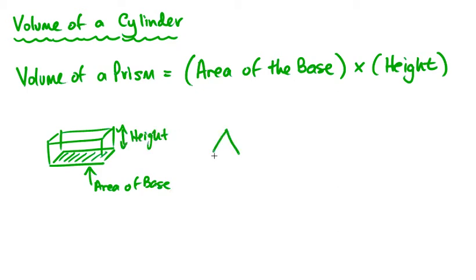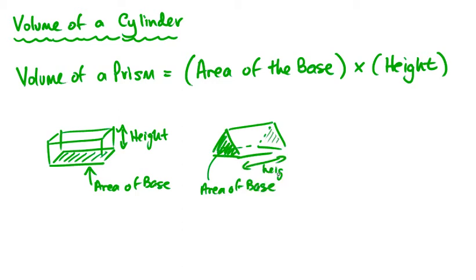It gets slightly more difficult if you have a triangular prism because the base shape, don't forget, has to be the same on each side. So this is now the area of the base and this is your height. Okay? So today we're going to take a look at a cylinder.